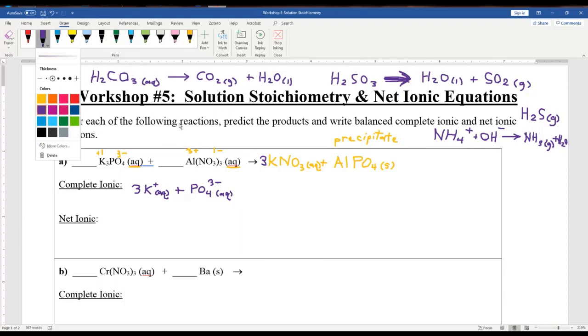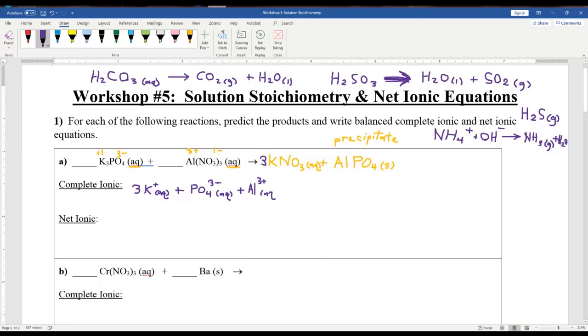Okay, so what's next? Aluminum 3 plus aqueous. Got it. And then 3 nitrate minus, which would also be aqueous. Exactly. Even though the NO3 doesn't break apart itself, there are 3 NO3s.